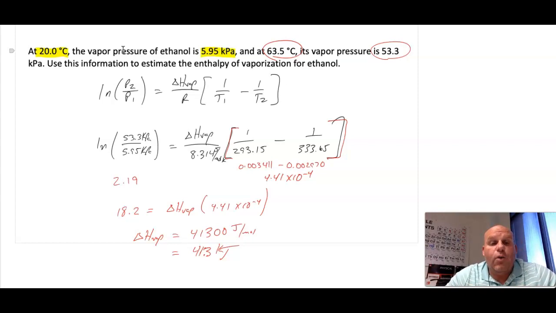Since this equation is plug and chug, in this particular example we were asked to solve for the heat of vaporization. I could be asked to solve for either one of the pressures or either one of the temperature values, and I would just have to make sure I could manipulate this equation to solve for the unknown given the other pieces of information.